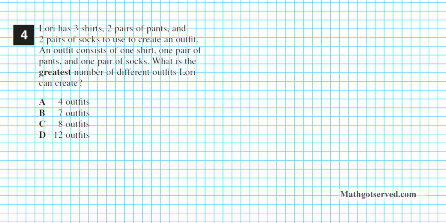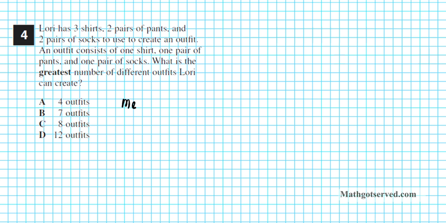All right, let's take a look at question number 4. It says Lori has 3 shirts, 2 pairs of pants, and 2 pairs of socks to use to create an outfit. An outfit consists of 1 shirt, 1 pair of pants, and 1 pair of socks. What is the greatest number of different outfits Lori can create? I'm going to solve this problem for you in 2 different ways.